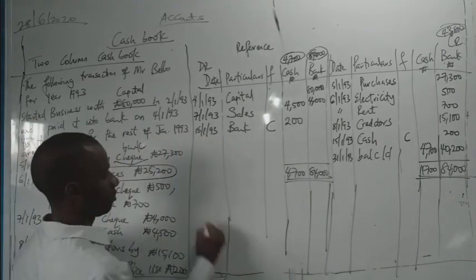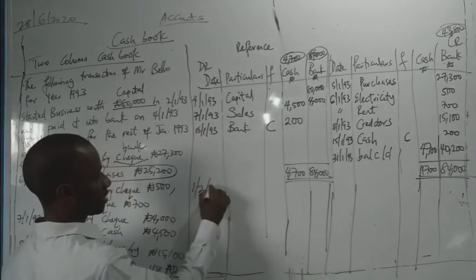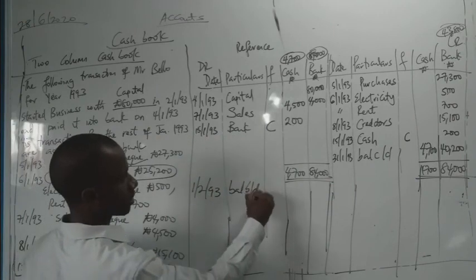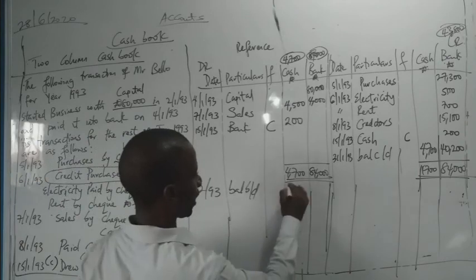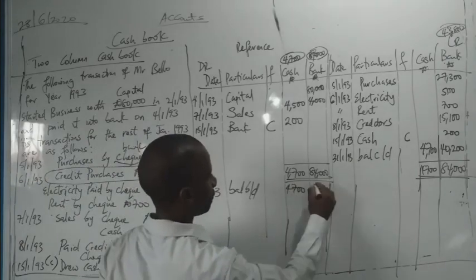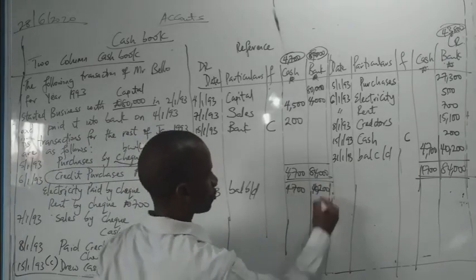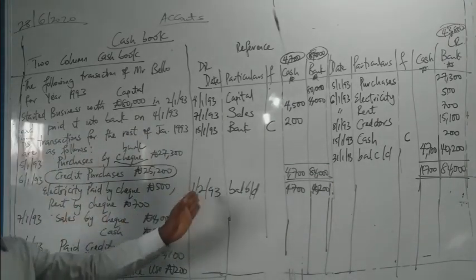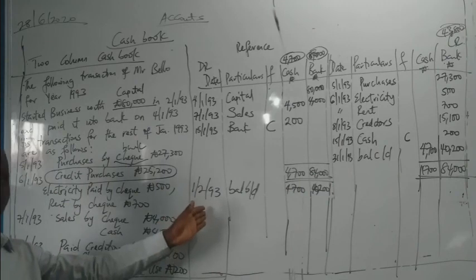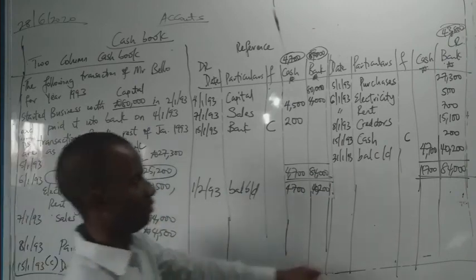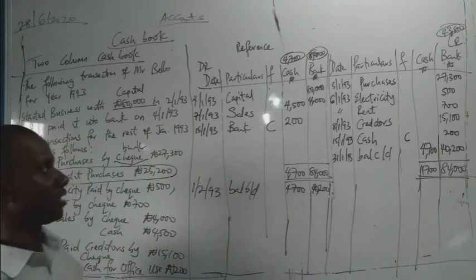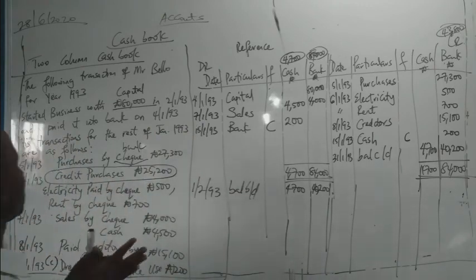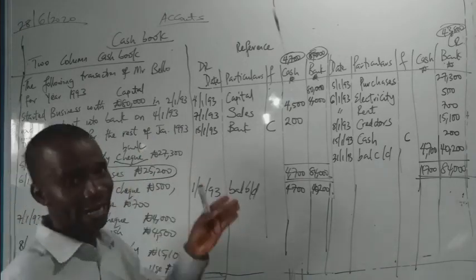we will now come February 1st, 1993. Opening balance for cash 4,700, for bank 40,200. So from February, if the business continues the transaction, it will all be recorded here. So that's it for the 2-column cash book. The next one we're going to look at is the 3-column cash book.